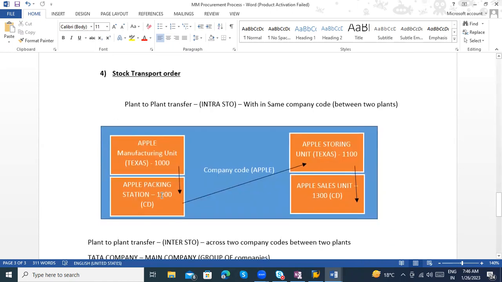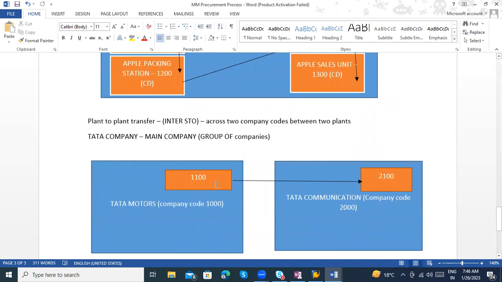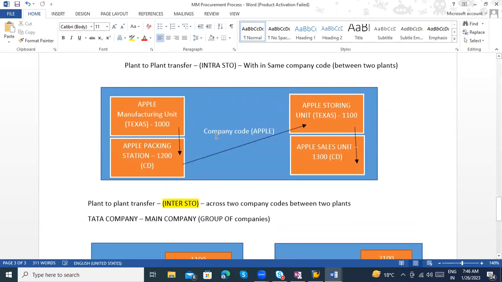The next process is stock transport order. It is a transfer of stock from one plant to another plant. It might happen within the same company code, that means within the same entity, or it may be between different company codes. If it is the same company code, we call it intra STO. If it is between two company codes, across the plants, it is inter STO.